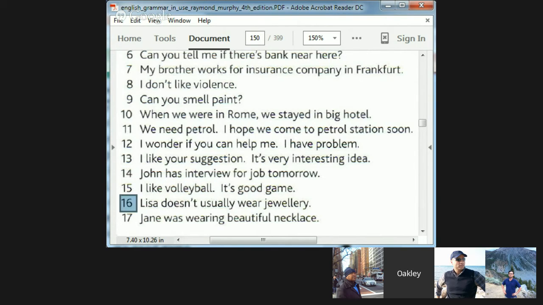Okay, number 16 here. Lisa doesn't usually wear jewelry. Now the general terminology jewelry is uncountable, but how about the specifics? Can you count necklaces? Yeah, two necklaces. And bracelets? You can count bracelets. And rings? You can count rings. Okay, how about earrings?